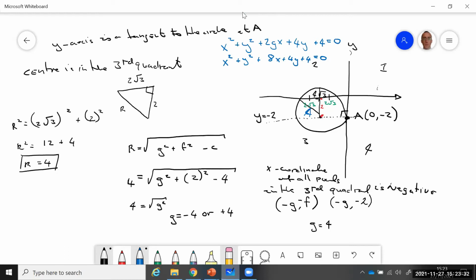Also, in these questions, there's a bit of disguising going on. The notion of the center being in the third quadrant, you had to know the nature of the coordinates in the third quadrant. Well, I know that the x-coordinates of all points in the third quadrant are negative, so that helped me with the value for g.